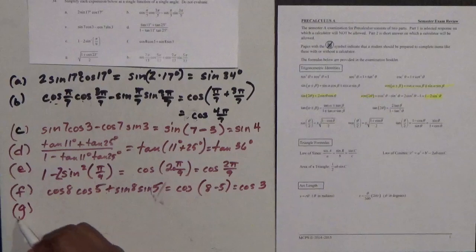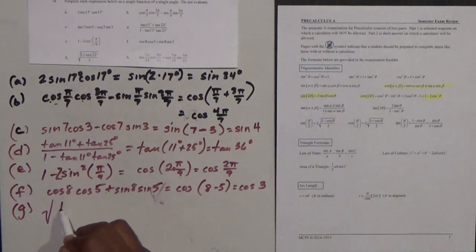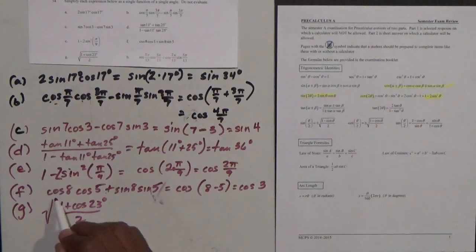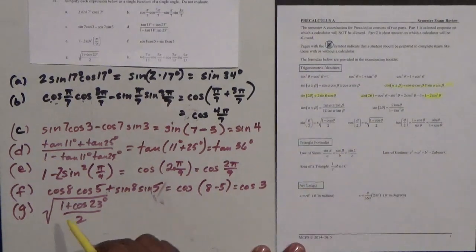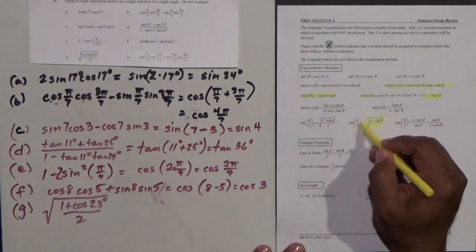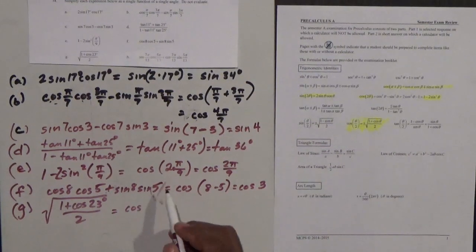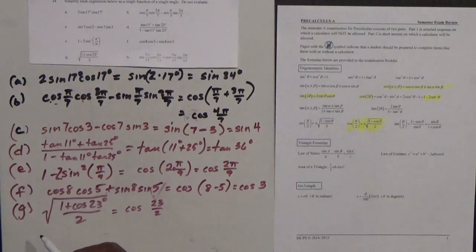Alright, G. We have the square root of 1 plus cosine 23 degrees over 2, which leads me to believe this is a half angle. But let's see which half angle it is. If it was a minus here, it would be sine, but there's a plus. So it's that one. And the angle is 23 degrees, so we go cosine 23 over 2. We're done with that one.